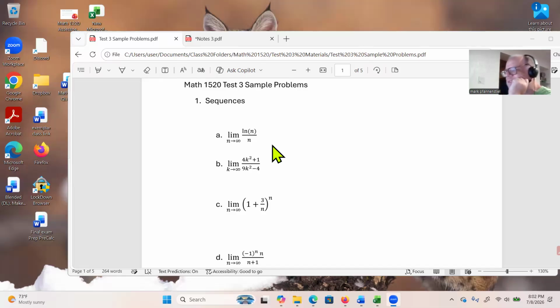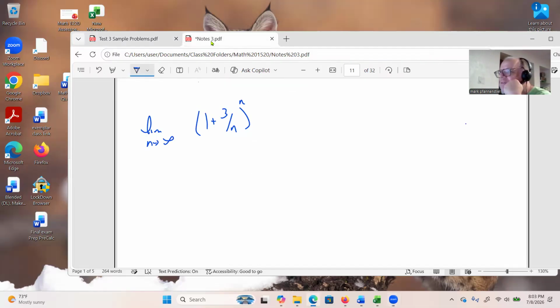Okay, problem number 1C. So we're looking at the limit as n goes to infinity of the quantity 1 plus 3 over n, raised to the nth power. Boy, this one looks like it's going to be fun. If I plug in infinity here, 3 over n is just going to be 0. So we have 1 plus 0 raised to the infinity. So we end up with 1 to the infinity, which is also an indeterminate form.